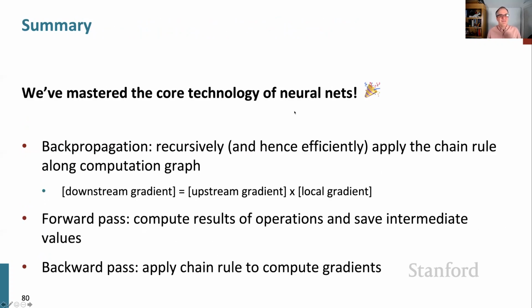Okay, so at that point, we've mastered the core technology of neural nets. Backpropagation is recursively and hence efficiently applying the chain rule along the computation graph with this key step that downstream gradient equals upstream gradient times local gradient. And so for calculating with neural nets, we do the forward pass to work out values with current parameters, then run backpropagation to work out the gradient of the loss, the currently computed loss, with respect to those parameters.